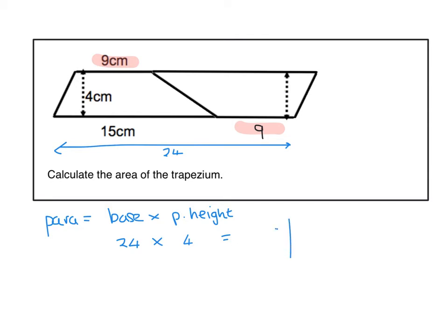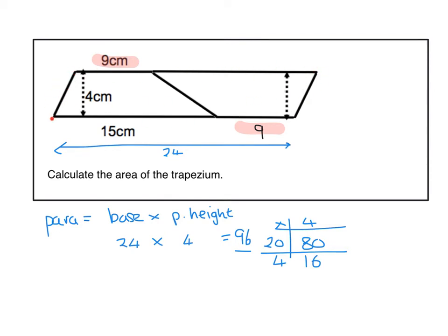I can do a little grid to figure that out. 24 times 4. 20 times 4 is 80. 4 times 4 is 16, so altogether that's 96. So that's the area of the parallelogram, 96. So the area of all of this is 96.